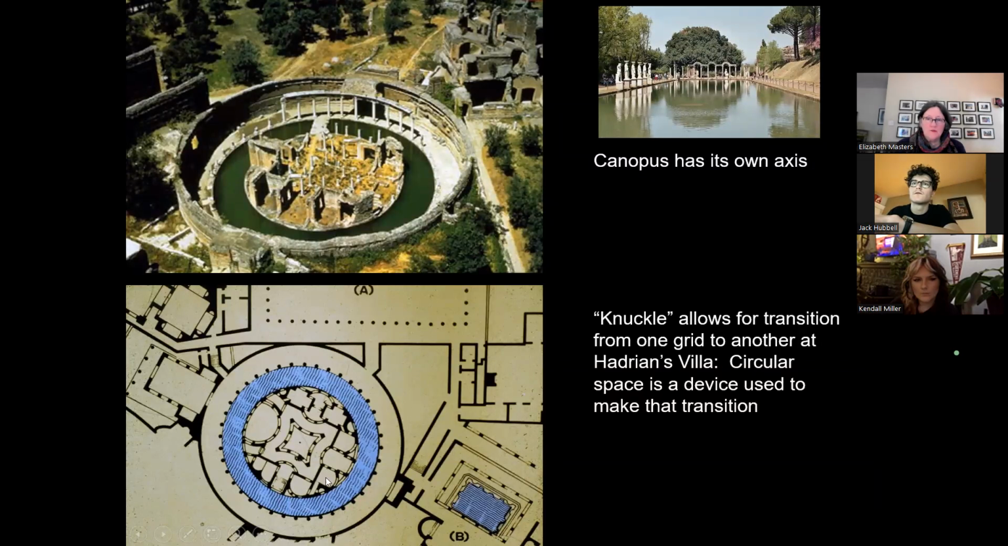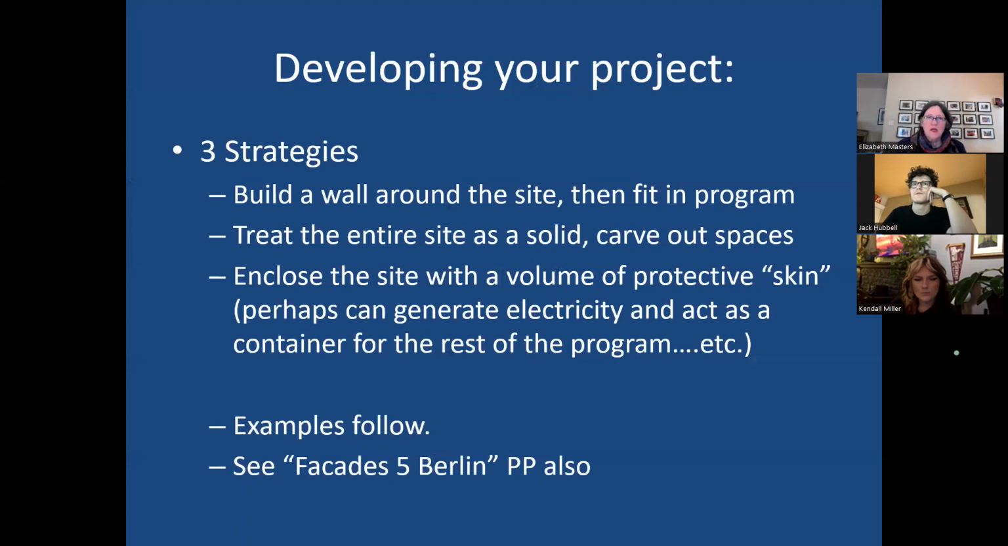Here's the Maritime Villa. That's what's left of it there. And so that's got this sort of circular courtyard, and then it's got this structure in the middle of it, so they could float boats or food around in the water. And then the Canopus has its own particular axis. Even as a ruin, these spaces are really, really beautiful and really enchanting.